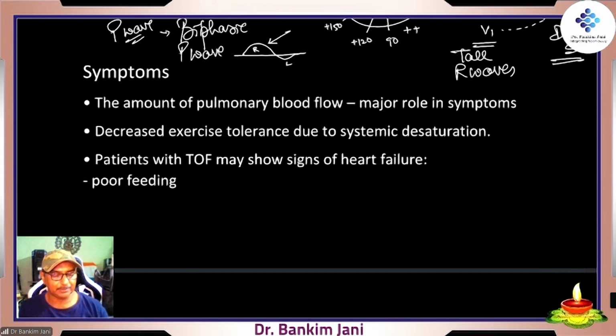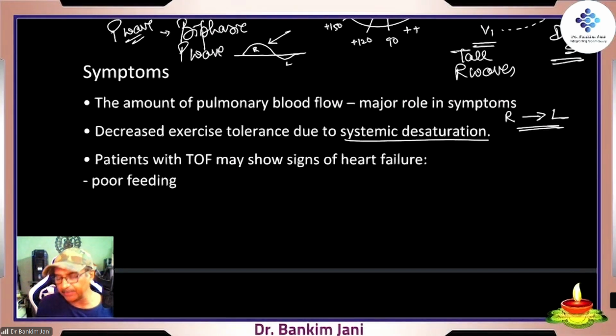So for symptoms, the amount of pulmonary blood flow will play a major role, because it is a right to left shunt. Why do we say right to left shunt? Because of the overriding of the aorta, right? Overriding of the aorta means the right ventricle is straight away pumping blood into the aorta, so obviously that blood would be desaturated. So there would be decreased exercise tolerance, naturally, due to systemic desaturation. Systemic desaturation means the tissues are getting less oxygen, so there will be decreased exercise tolerance.